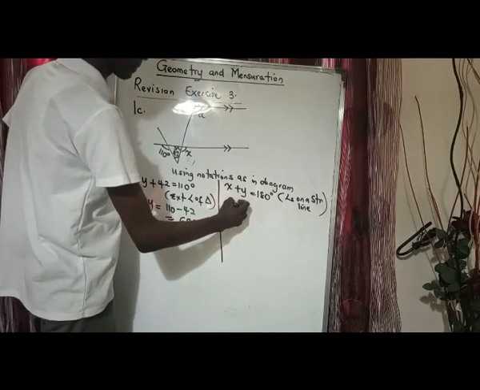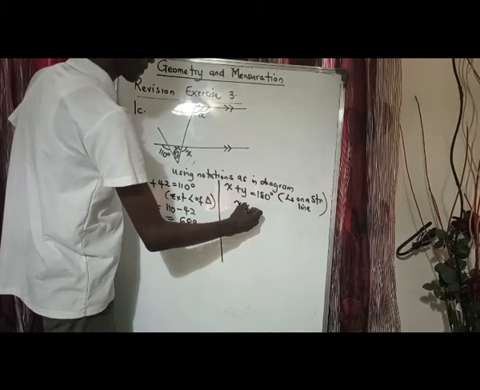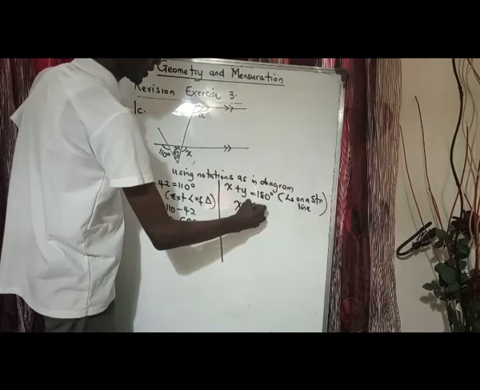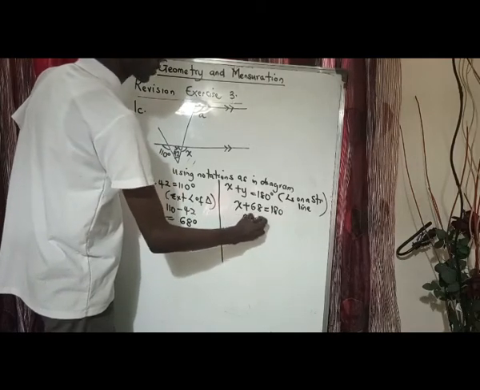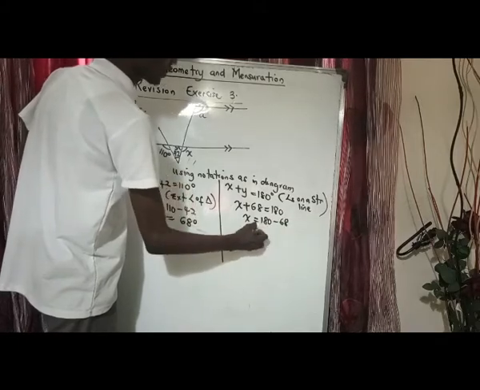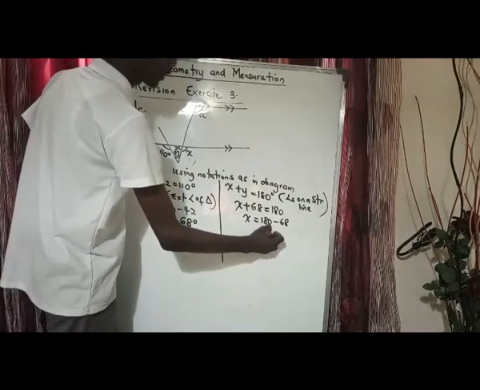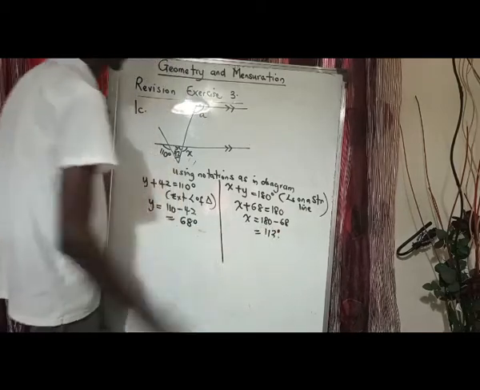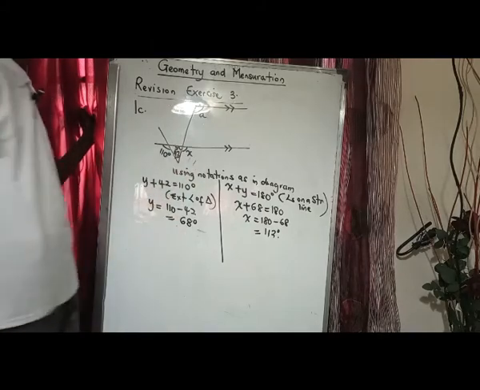So if that is understood, X plus 68 will be equal to 180, meaning that X will simply be equal to 180 minus 68. And if you do your subtraction right, you're going to get 112 degrees. So X is 112 degrees.